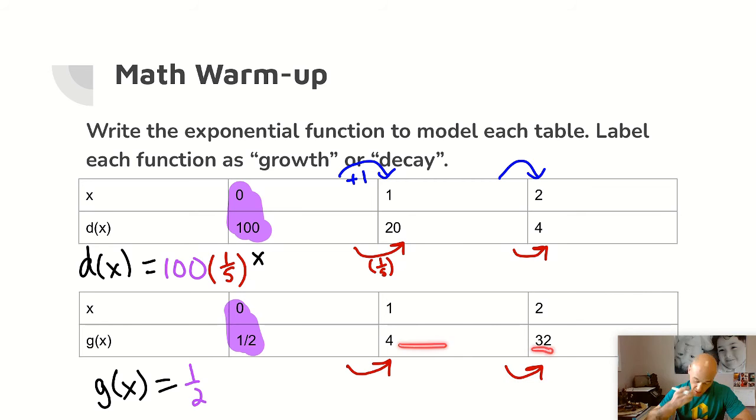4 times what equals 32? Well, another way to think of that is 32 divided by 4 gives me 8. Well, really here it's 8. And then is it also true that 4 divided by 1/2 is 8? Yes, that is true. So that tells me that my b value here is 8, and it's raised to the x power.